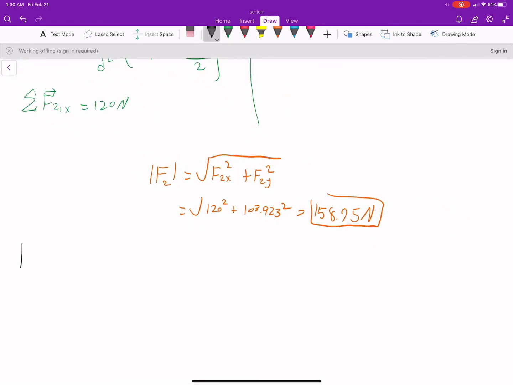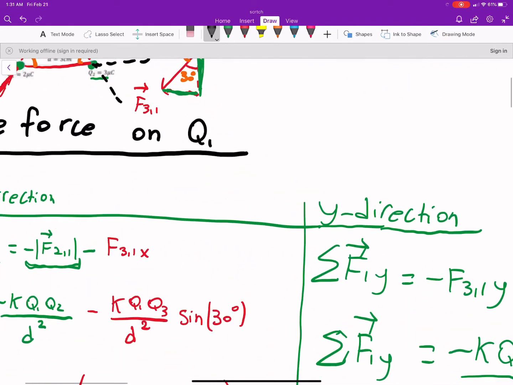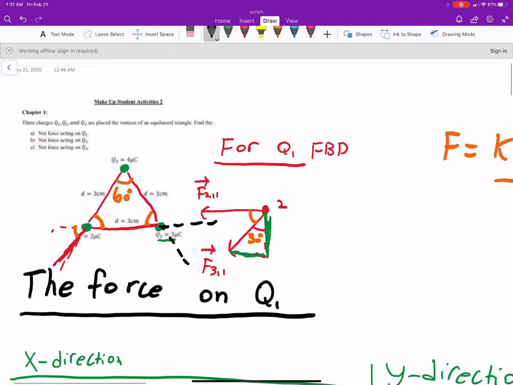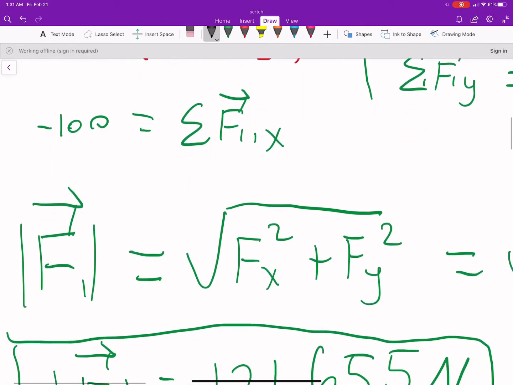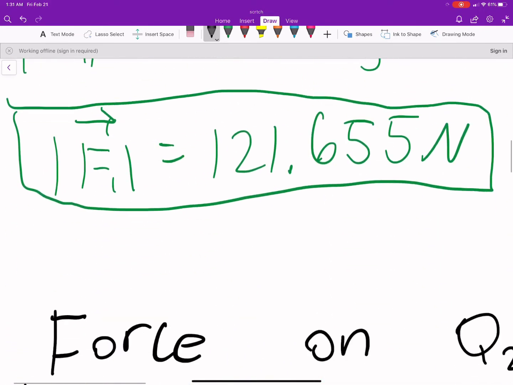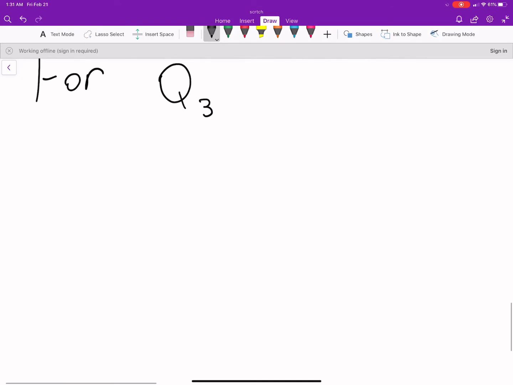Now we just have to do it for Q3. So let's look up at Q3. Q3 is going to be repelled by 2 this way and 1 this way. So let's see what that free body diagram will look like. We have the force of 2 onto 3 and the force of 1 onto 3.